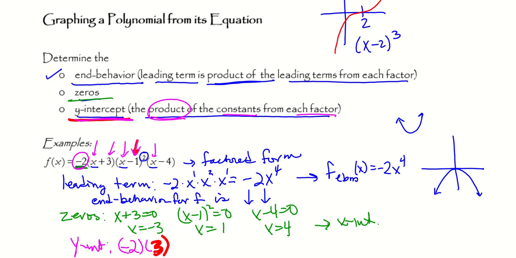So we'll multiply it by this -1, which is squared. So we've got a -1, we've got to apply that power, squared, and then we're going to multiply it by this -4. If I multiply all of that together, I've got -2 times 3 is -6. -1 squared is 1, so that doesn't change that product. And then I multiply that by -4, and I get 24, and that is my y-intercept.